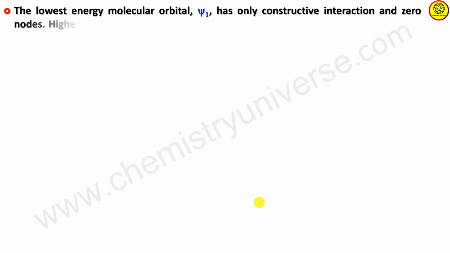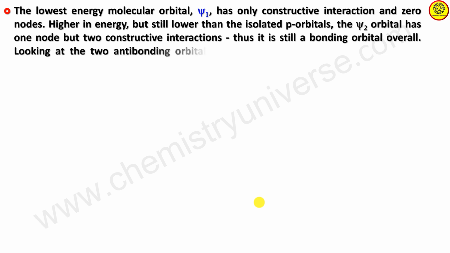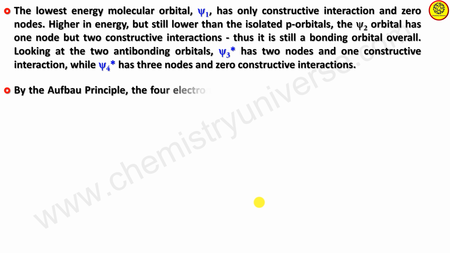The lowest energy molecular orbital, Psi1, has only constructive interaction and 0 nodes. Higher in energy, but still lower than the isolated p, is the Psi2, which has 1 node. And I think we discussed this in detail. Further, it's still bonding, and Psi3 star and Psi4 star have totally net antibonding, and by the above principle we fill the 4 electrons.